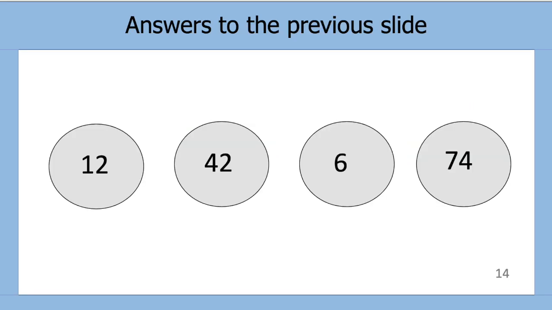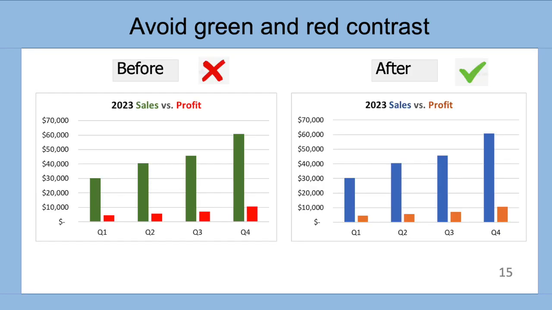And here are the answers to the previous slide. Now, some of you may have had trouble identifying the numbers within each circle, which may represent a potential red and green color deficiency. Now, this is why it's important to avoid using red and green as contrasting colors in visualizations. Instead, we should follow the example on the right-hand side, which uses blue and orange as contrasting colors.